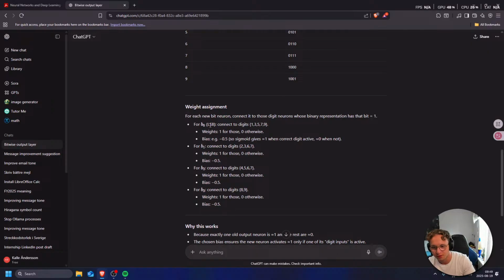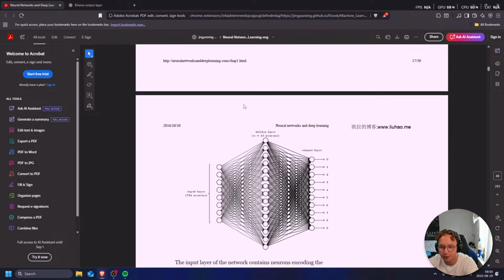Yeah, so this is not even using a sigmoid function, it's using ReLUs. So this will actually not work at all. Whatever.